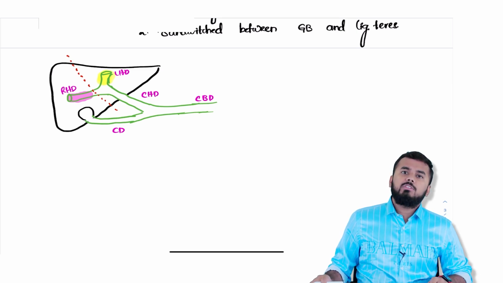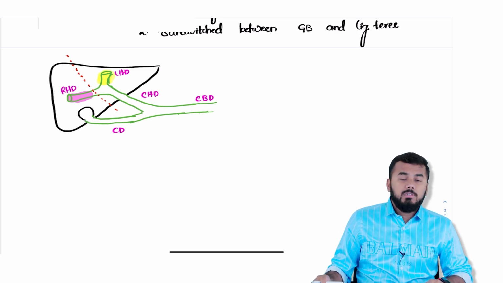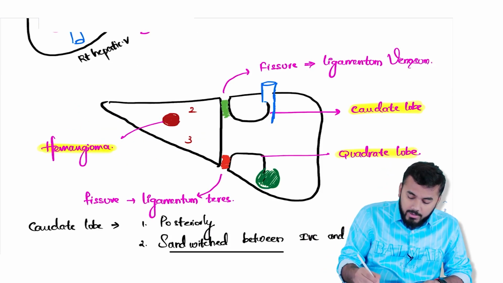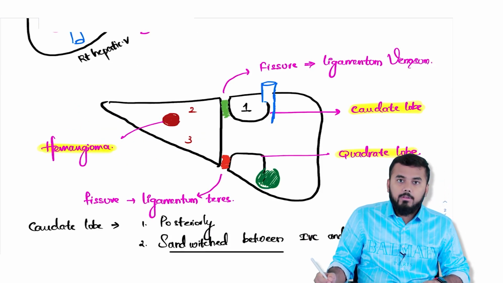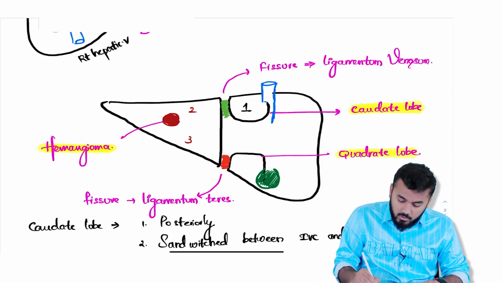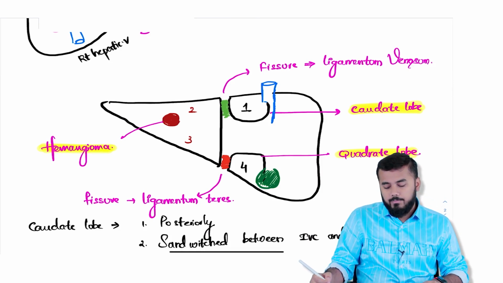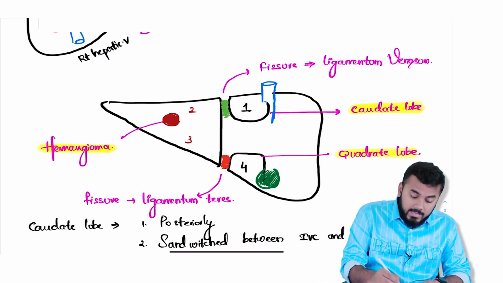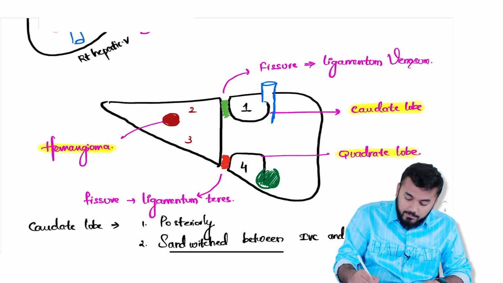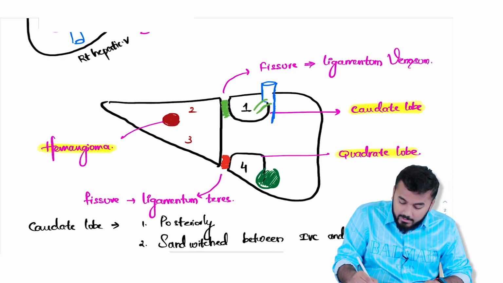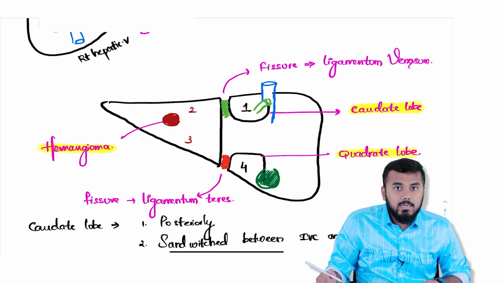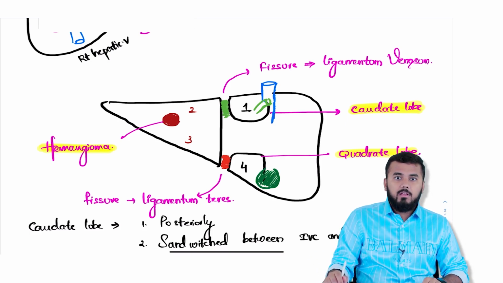Then what about the first segment? Where is the first segment draining? Look here. This is called the first segment. And this is called the fourth segment here. First and fourth, whatever it is. Look at the connection here now. The first segment is directly draining its contents into the inferior vena cava.